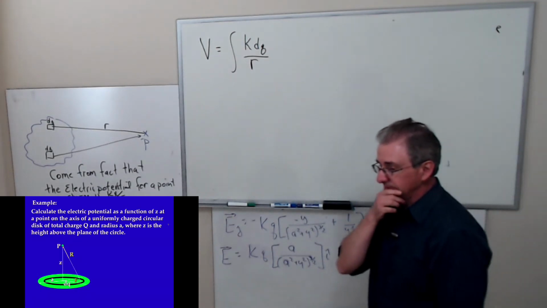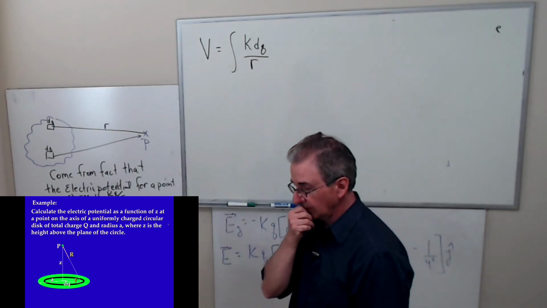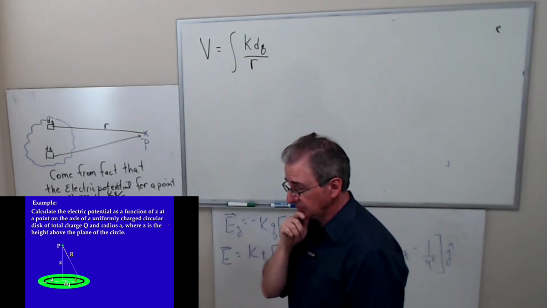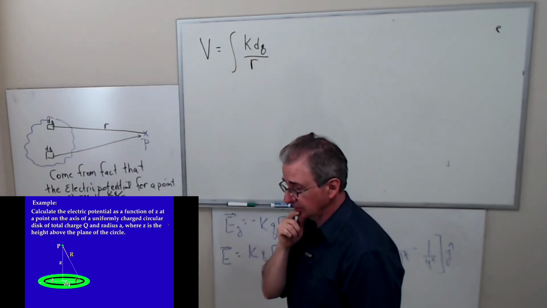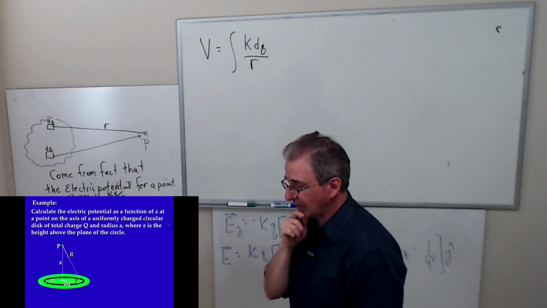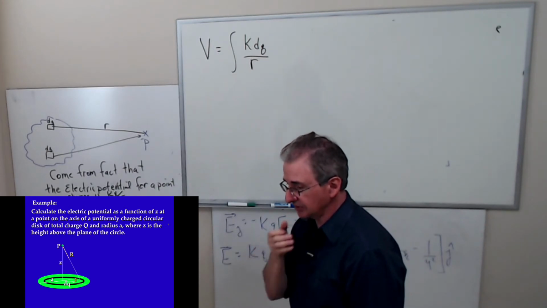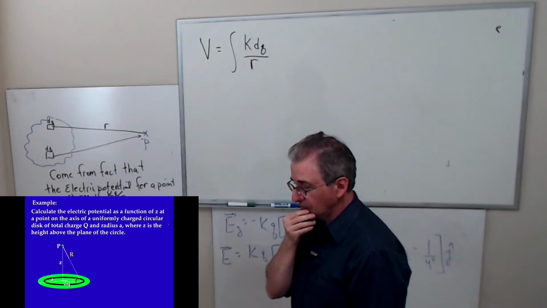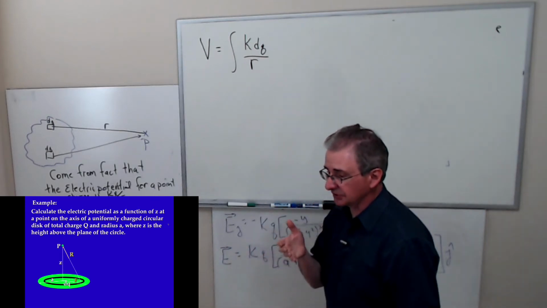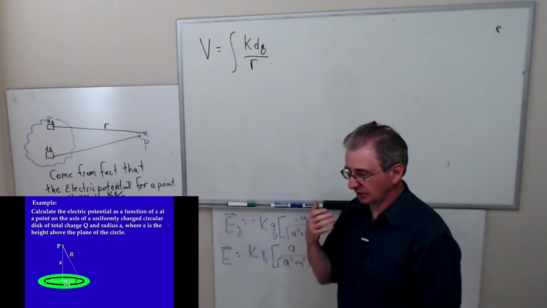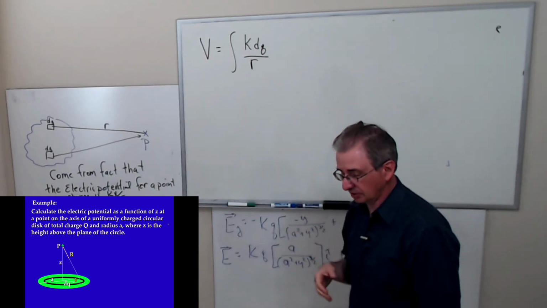So let's do this example. I want to calculate the electric potential as a function of z at a point on the z-axis, not of a ring. The rings are actually very easy. But of a circular disk of total charge Q, and let's make the disk uniformly charged so the math is a little bit easier.